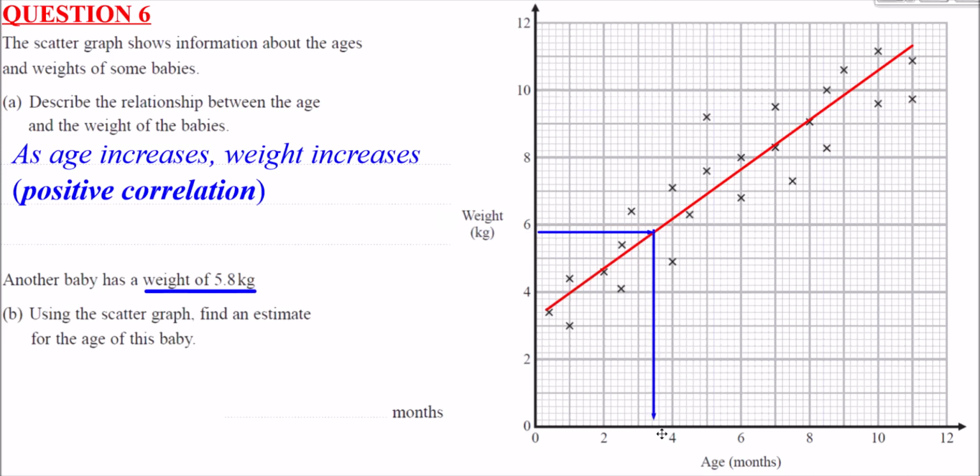So reading down, for my own line of best fit, it's between 2 and 4. That's 3, 3.2, 3.4. So based off my line of best fit, I'm getting 3.4 months.